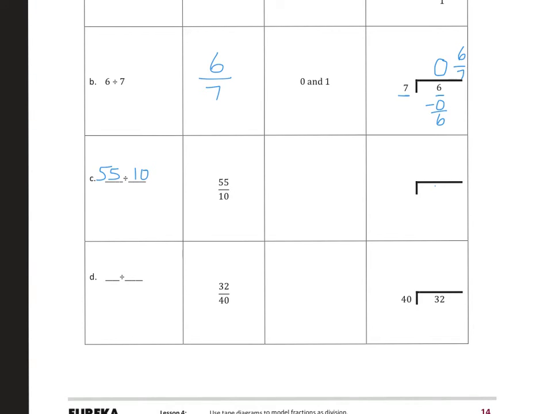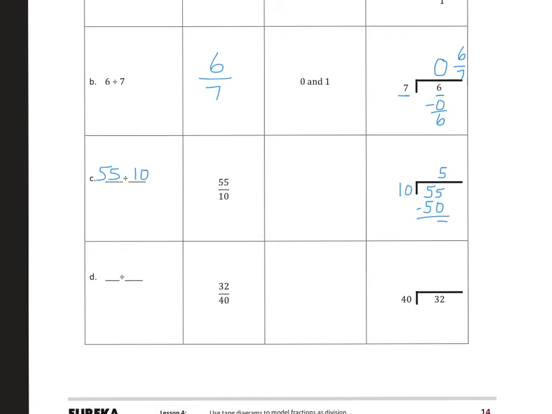We have 55, and we're going to divide it by 10. All right, if I count by tens, how close can I get to 55? Well, I would get up to 50, and when we count by tens to get to 50, that would be 5 times. So 10 can go into 55 5 times. 5 times 10 is 50.